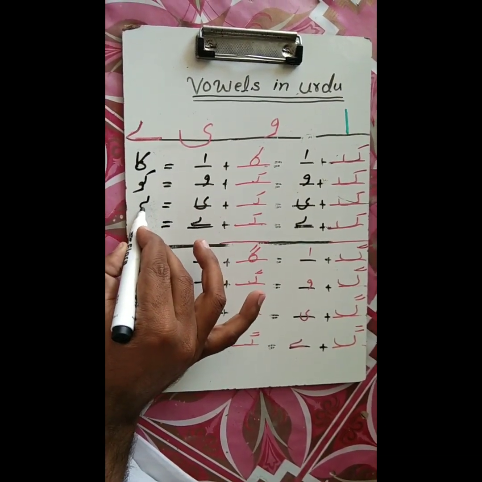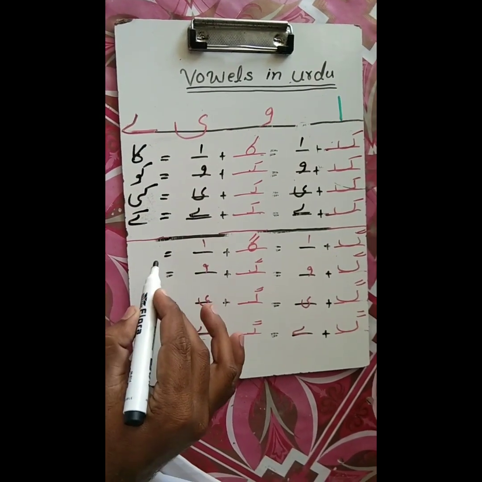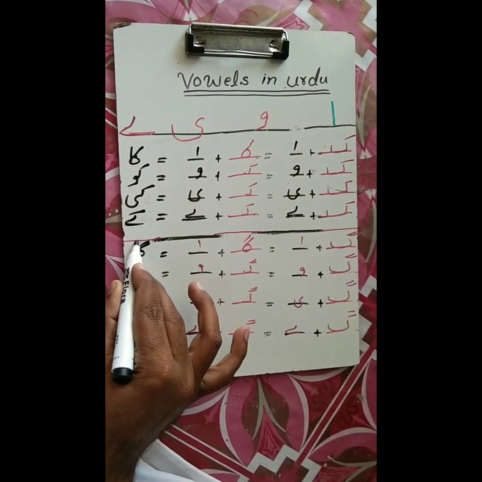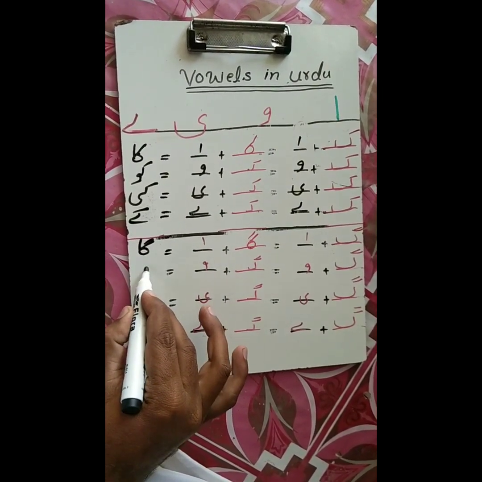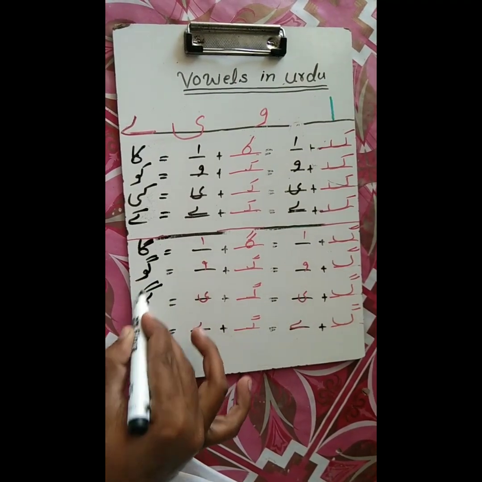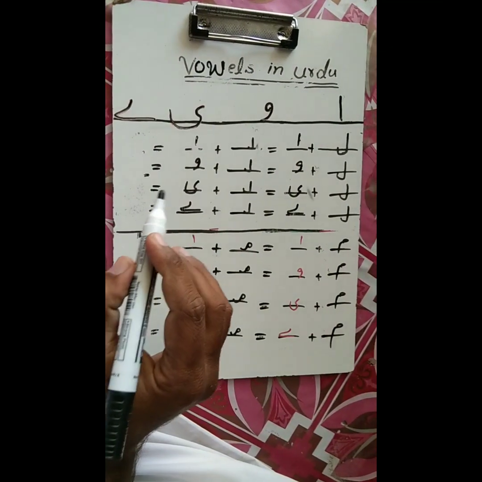With choti a, kaf choti a, ki. With badi a, kaf badi a, ke. With gaf, we get gaf alif, ga. Gaf wa, go. Gaf choti a, gi. Gaf badi a, ge. And next word is lam.